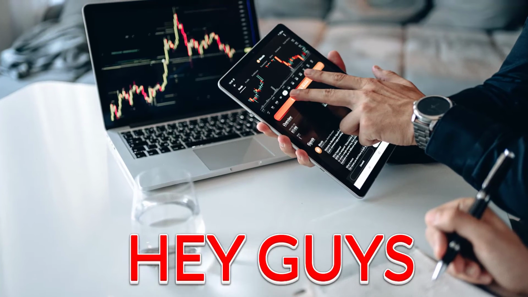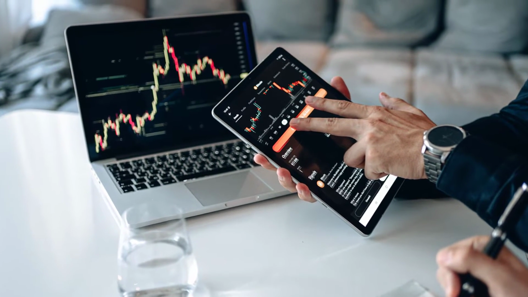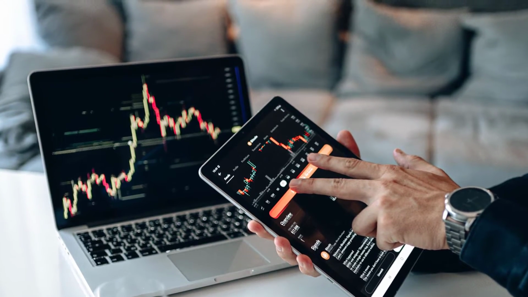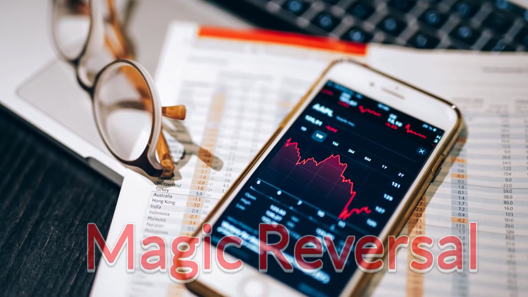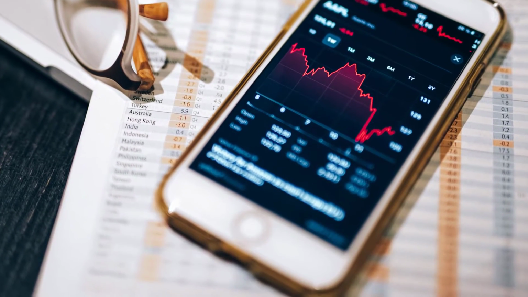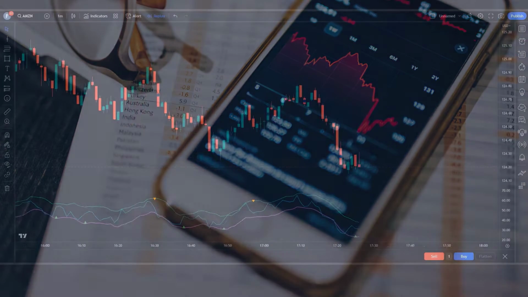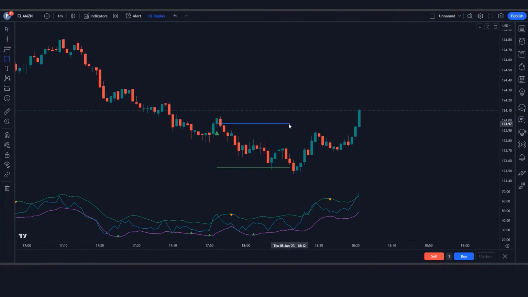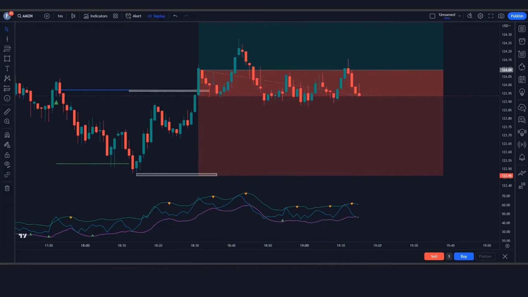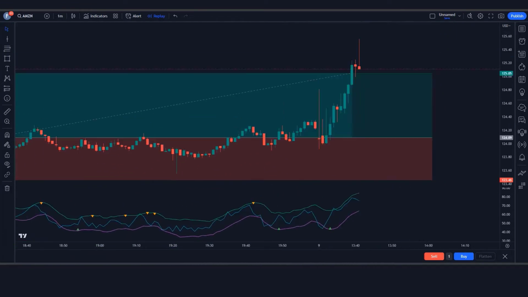Hey guys! Are you tired of blindly making trades in hopes of making profits? Well, we have the ultimate trading tool for you. Introducing the new Magic Reversal Indicator, which has a highly accurate 98.96% rate for buy-sell signals. This indicator is perfect for all types of traders, whether you are a beginner or an expert. It is easy to use and can significantly improve your trading performance.